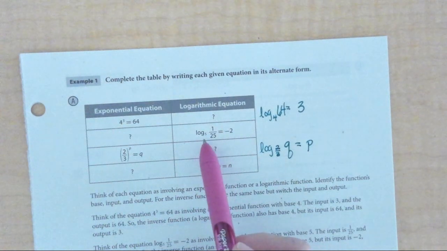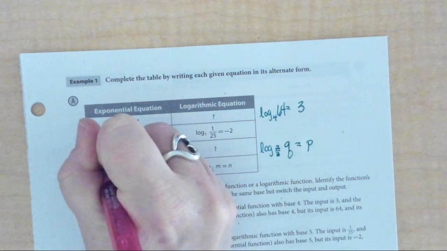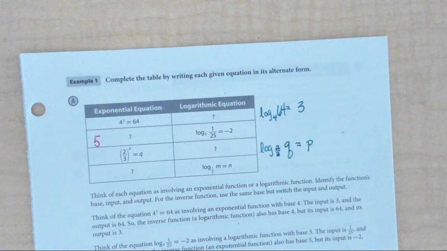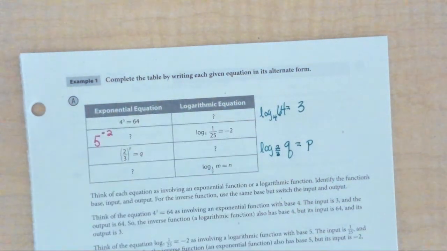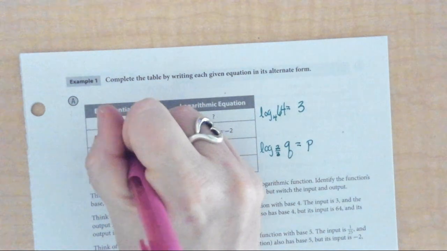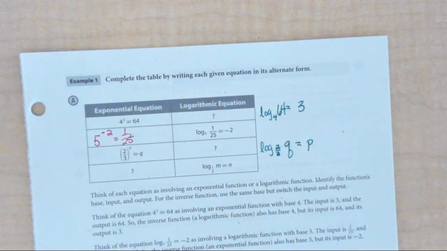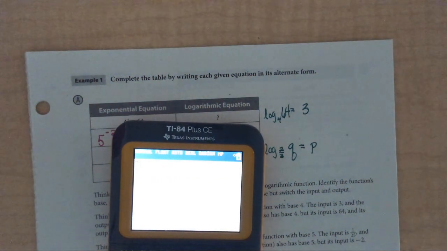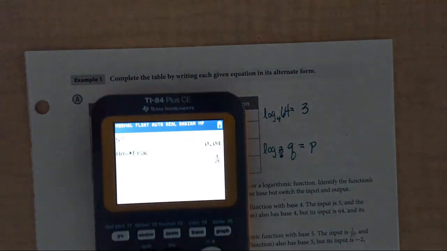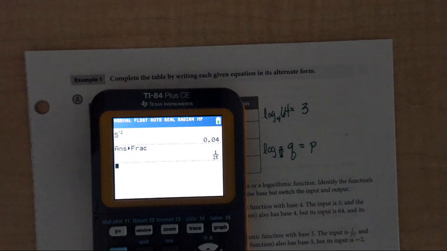I'm going to work backwards. The log base is 5, so that means the exponential base is 5. Isolate the exponent, so this is your exponent, and it's going to equal 1 over 25. Now if you check that in your calculator, you're going to see that that's true. 5 raised to the negative 2. So hit math, enter, enter, and you get 1 over 25.